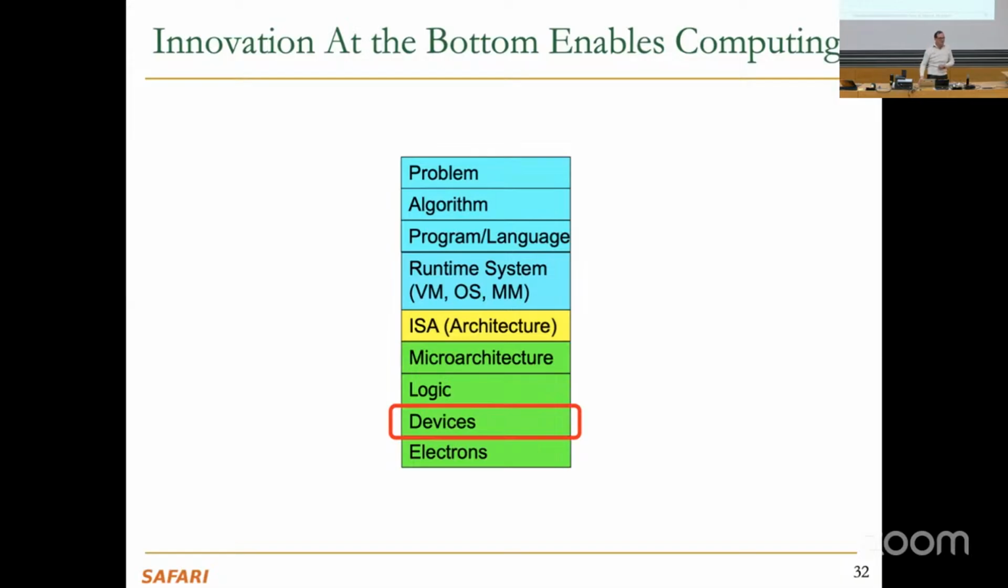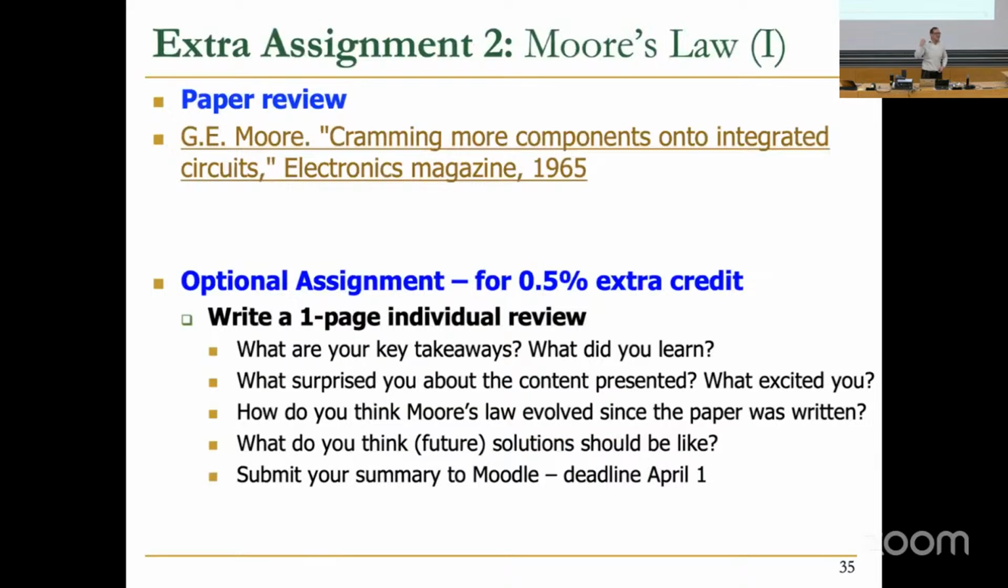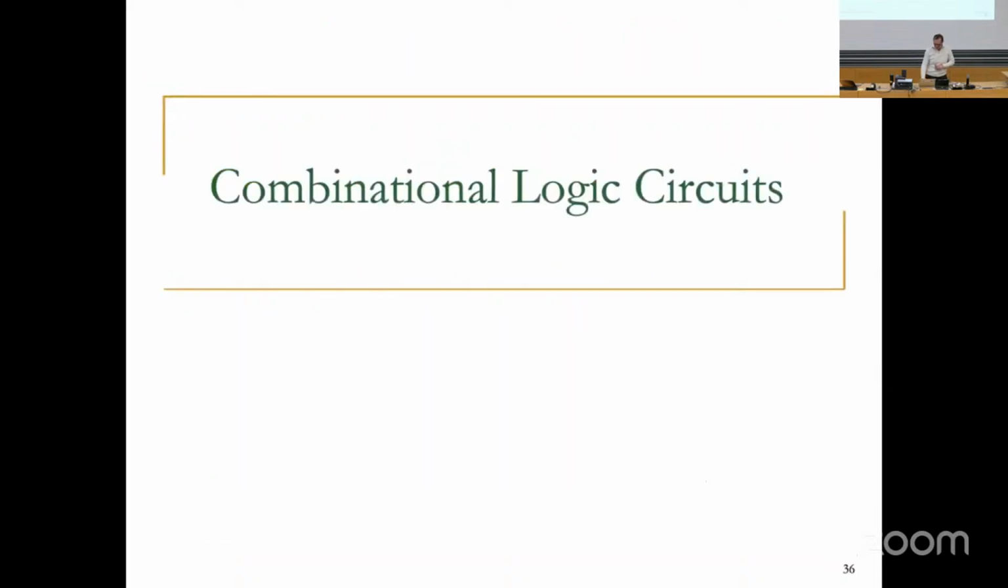There's plenty of room at the bottom, as mentioned yesterday. Okay, so this is your extra assignment too, because it's so important. Don't use AI. I want your personalized review of Moore's paper that was written in 1965. It's only 3 pages, actually maybe 2 pages or so. Does that sound good? All right. Okay, any questions?